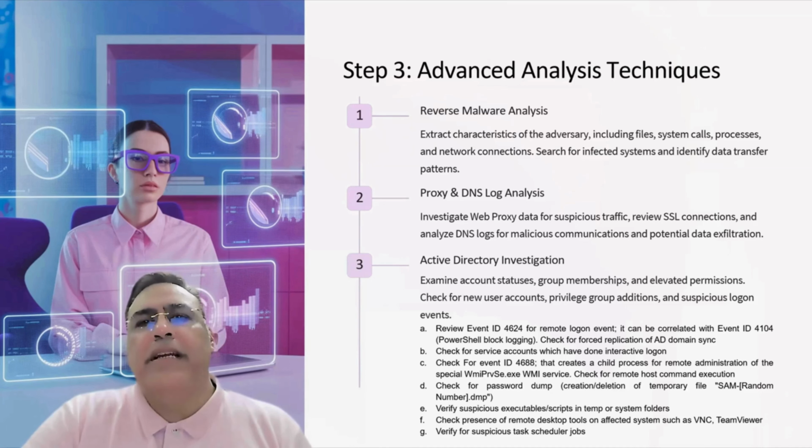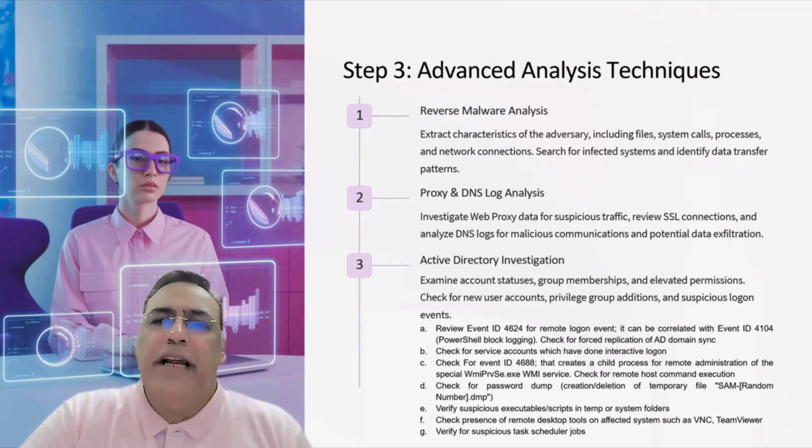Then you can do the proxy and DNS analysis to identify suspicious traffic, or if there are connections which are trying to bypass the SSL connections, you can identify from DNS logs about malicious communication and potential data exfiltration by using tunneling. Active Directory is one of the biggest sources which can be used to see the logs and identify infection as well as privilege escalation and then distribution of the malware.